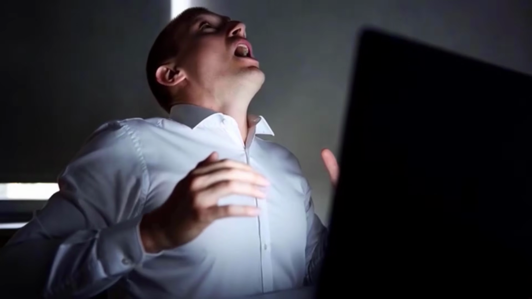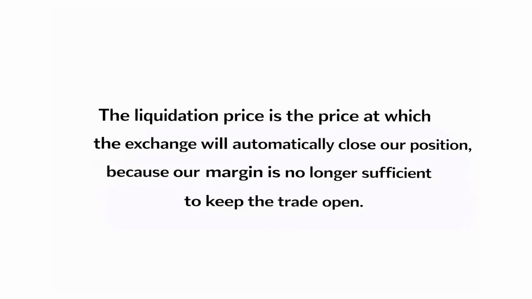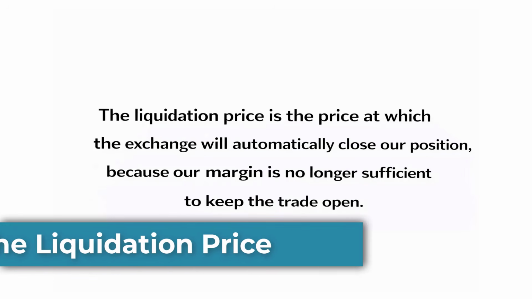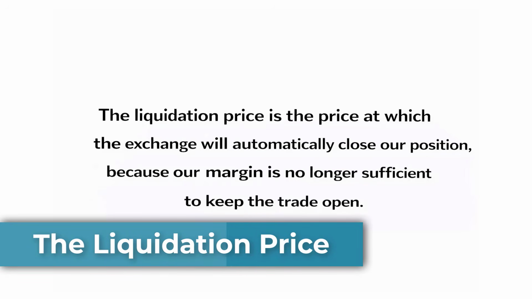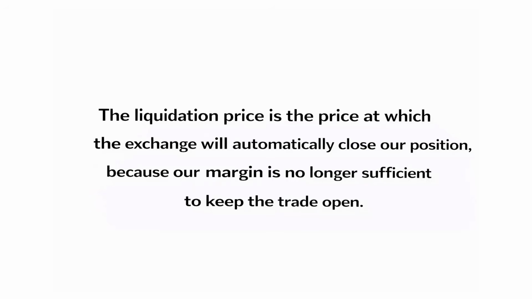Now let's talk about what happens if the trade does not move as expected. If the trade moves in our direction, everything is fine. But if the trade moves in the opposite direction and the loss keeps increasing, the exchange starts covering that loss using our remaining capital. When the margin is no longer sufficient, the exchange will automatically close the trade. This brings us to a very important concept, the liquidation price. Liquidation price is the price at which the exchange will automatically close our position because our margin is no longer sufficient to keep the trade open.